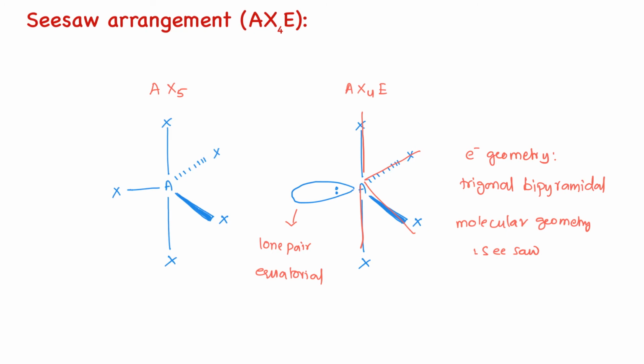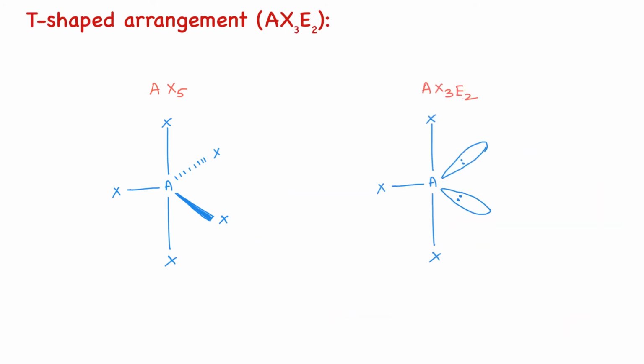Examples of such molecules include SF4, IF4+, XeO2F2, etc. Now, if two of the bond pairs are replaced with lone pairs, we get AX3E2 type. Both of the lone pairs occupy equatorial positions.